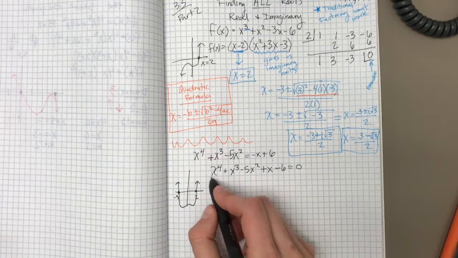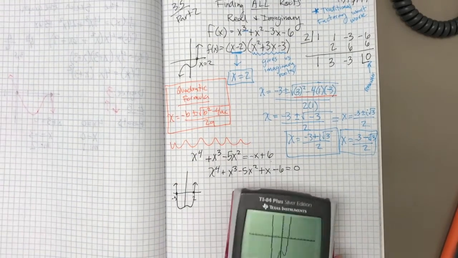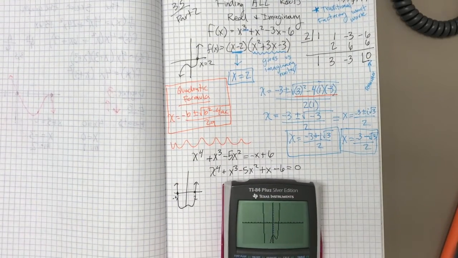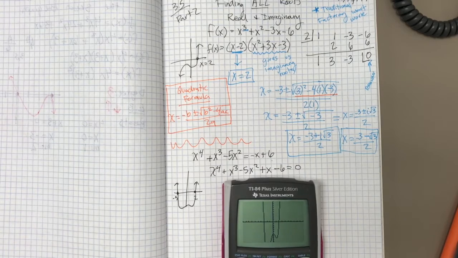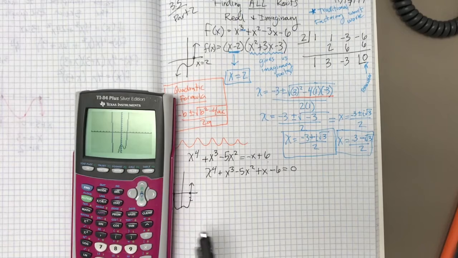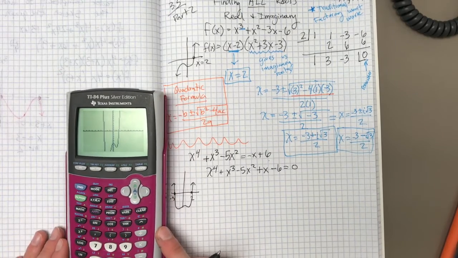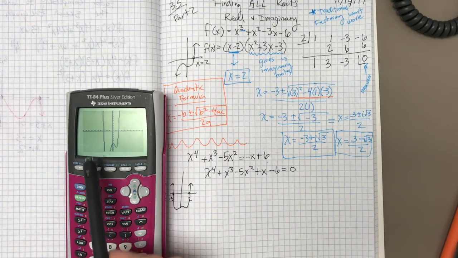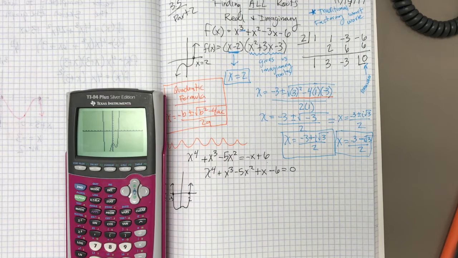Once we have this, we're now going to plug it into our graphing calculator. I've plugged it in already, and this is what my graph looks like. On this one, I can see it crosses in 2 different spots. It crosses at negative 3 and at positive 2.